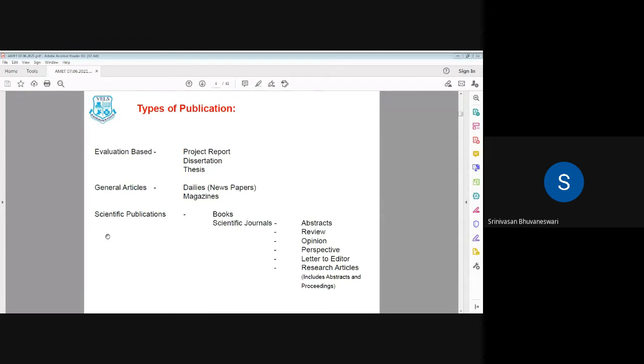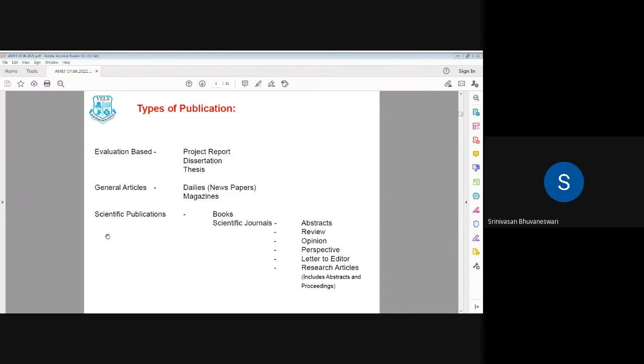Whenever you are working with an industry, or otherwise when you are submitting a scientific project to a funding body, that is called a project report, which will be evaluated by a group of scientists. Dissertation. For your master's and MPhil, you are supposed to present an evaluation-based report called a dissertation. For your doctoral studies, it is considered a thesis.